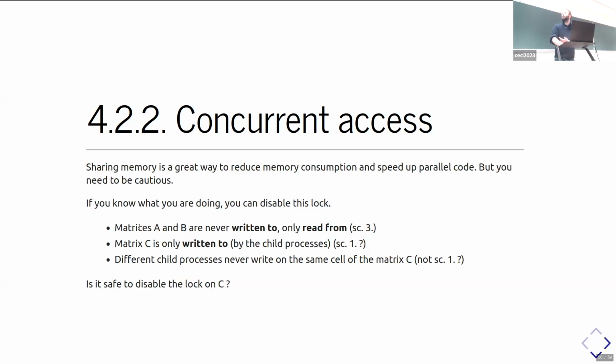Okay, so in this situation, matrices A and B are never written to, just read. So this is scenario 3, it's a safe one. I can disable the lock on them. C is only written to, so that looks a lot like scenario 1, but the different child processes never write on the same parts of matrix C. So am I really in scenario 1, or can I do some safe things here?